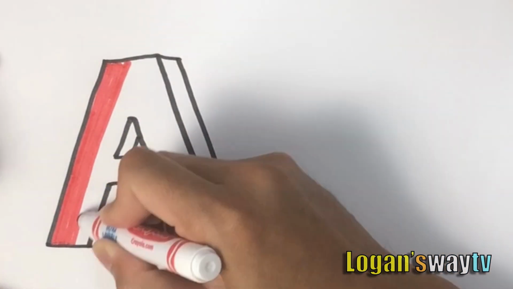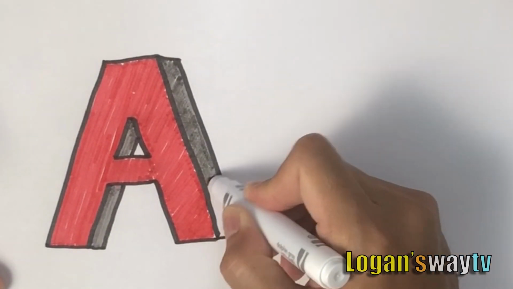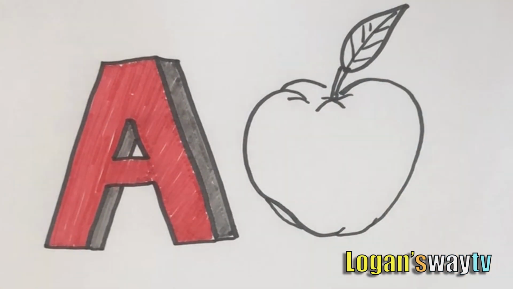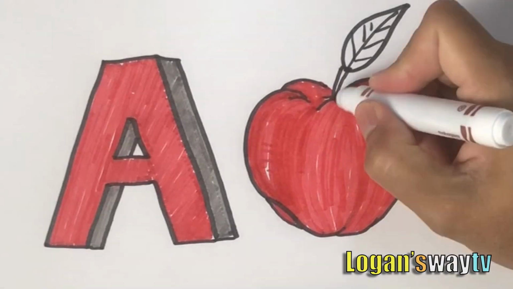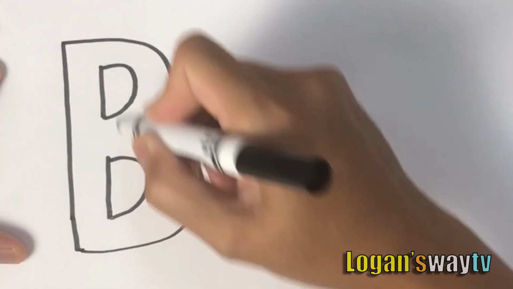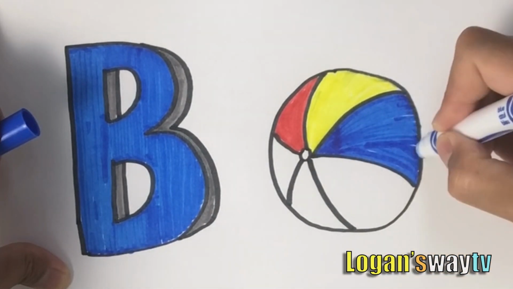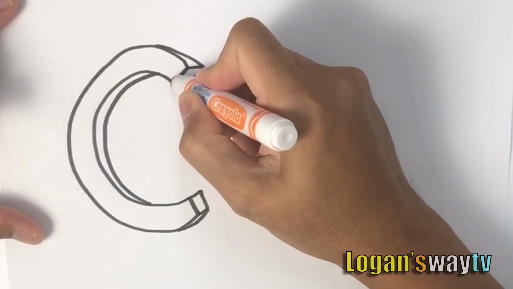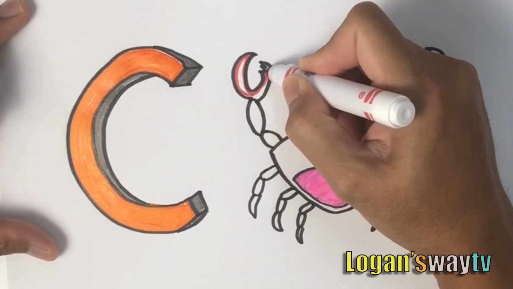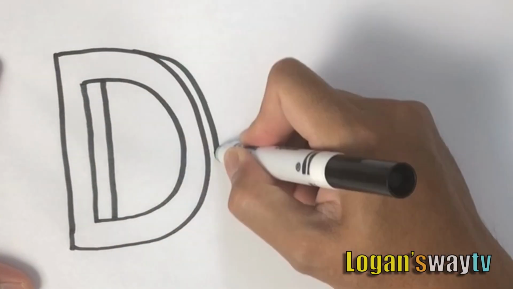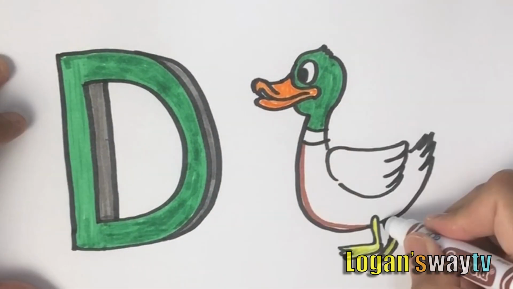A. Red letter A. A for apple. B. Blue letter B. B for beach ball. C. Orange letter C. C for crab. D. Green D. D for duck.